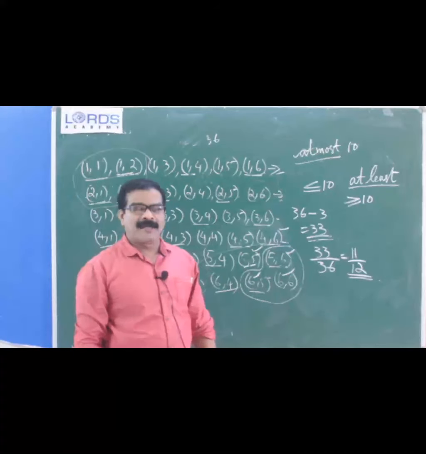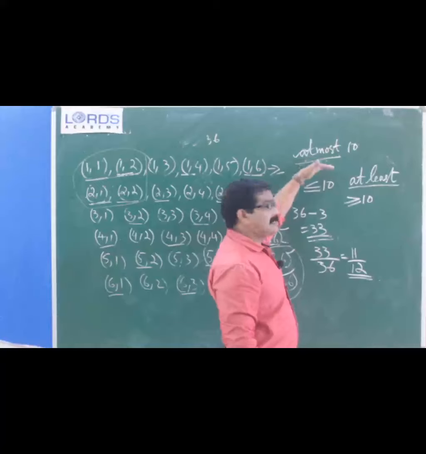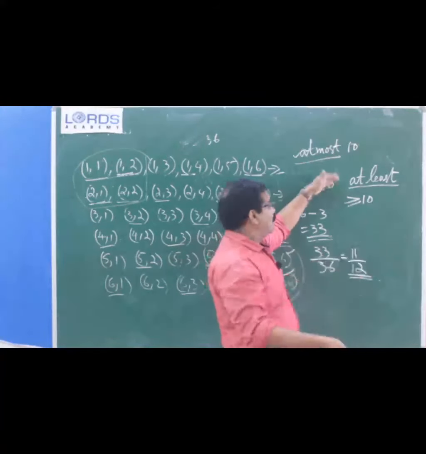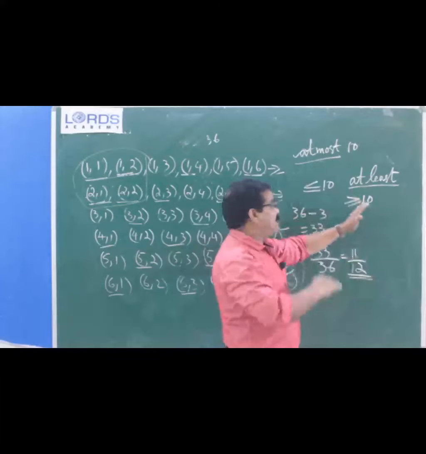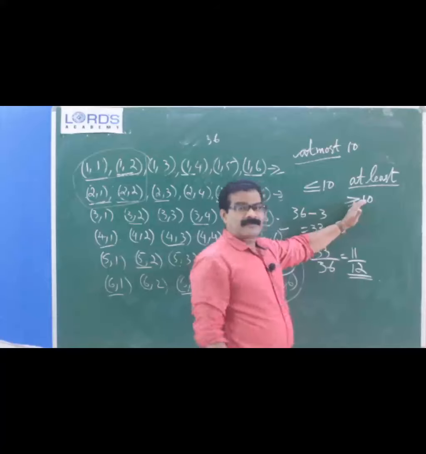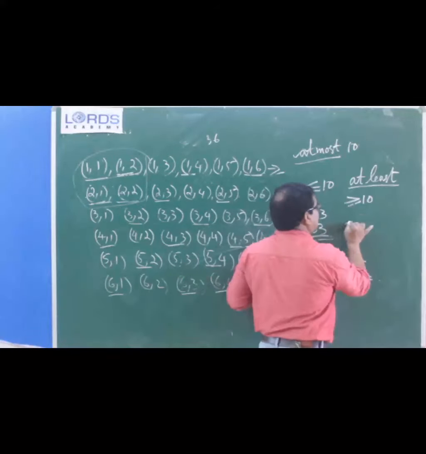Then you should know at most and at least. At most means maximum 10, don't exceed. At least means minimum 10, you can take more than 10. Then what do you mean by another, exactly?